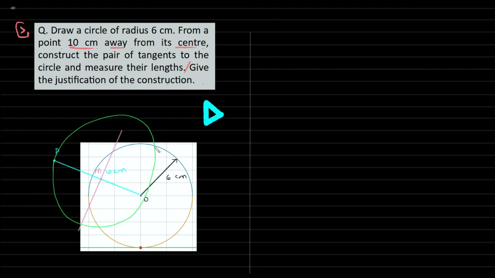Wherever this new circle, circle 2, and circle 1 touch, those are your reference points, and joining those 2 points will give us the tangents. So let's have a look at all of this practically on a sheet of paper.